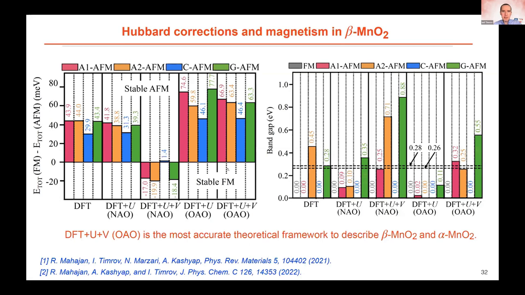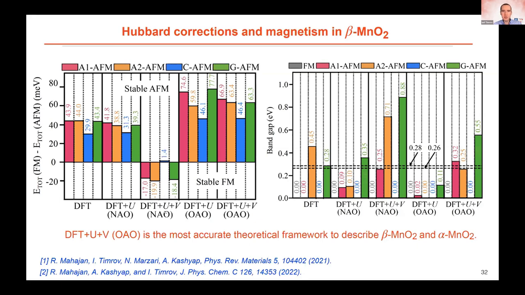But if you carefully inspect this figure, you will see that in DFT plus U plus V with orthogonalized atomic orbitals, we find that this pinkish bar is the highest, which means that A1 AFM is the most stable magnetic ordering, which agrees with the good enough Kanamori rules. But if you take other levels of theory like DFT plus U with orthogonalized atomic orbitals, it wrongly predicts the green to be more stable, which is FM.